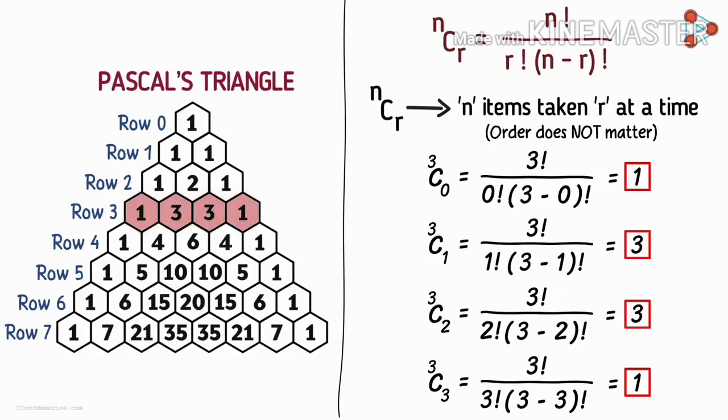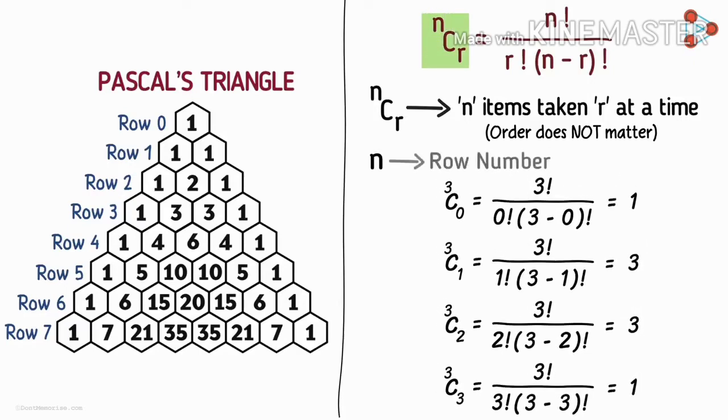What can you conclude from this? Can you derive any relation between the Pascal's triangle and combinations? Give it a try. Each number in the Pascal's triangle is given by a combination NCR, where n is the row number and r will be the number in the range 0 to n.